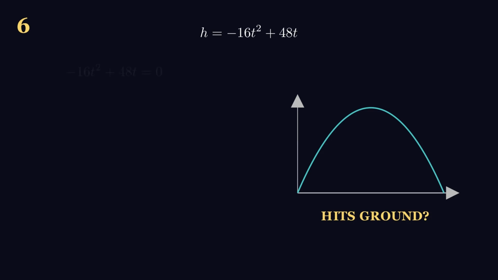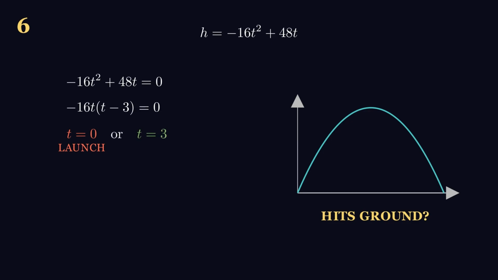Ground means height 0. Negative 16t squared plus 48t equals 0. Factor out the common piece, negative 16t. Negative 16t times the quantity t minus 3 equals 0. So t is 0. That's the launch. Or t is 3. It lands at 3 seconds.